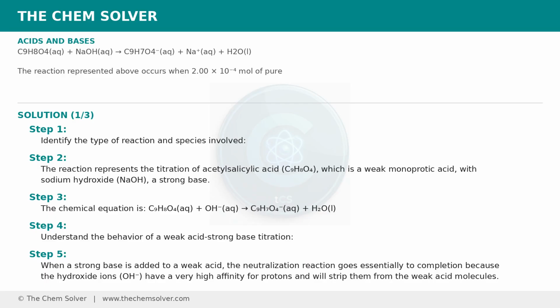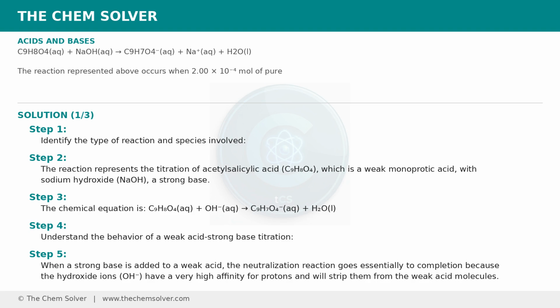Identify the type of reaction and species involved. The reaction represents the titration of acetylsalicylic acid, C9H8O4, which is a weak monoprotic acid, with sodium hydroxide, NaOH, a strong base. The chemical equation is C9H8O4 plus OH⁻ gives C9H7O4⁻ plus H2O.